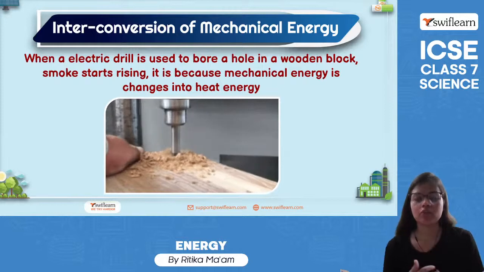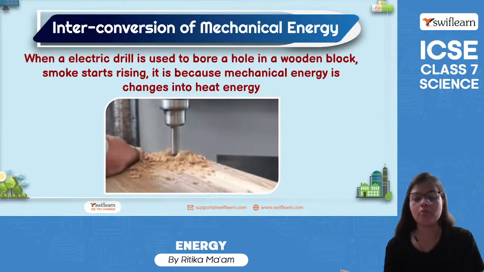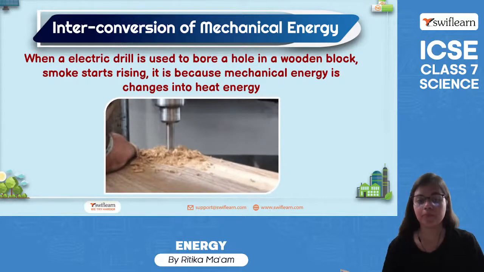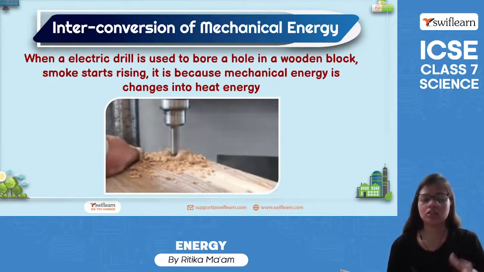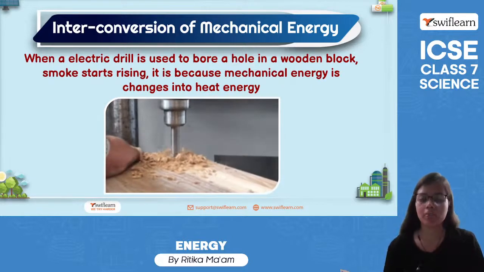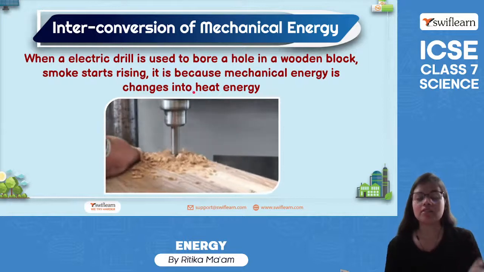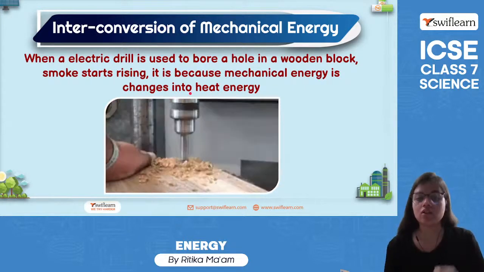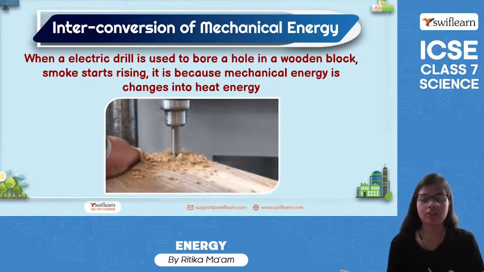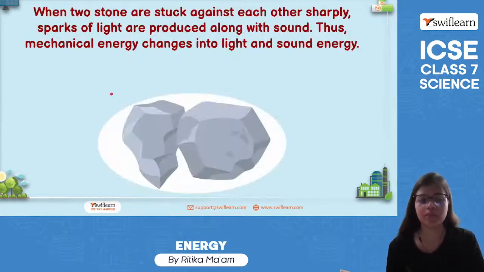Whenever we are using an electric drill, this is the drill that we will be using to make a hole in our wooden block, after a couple of seconds, the smoke will start rising. So what is happening here? The mechanical energy from this electrical drill is changing into heat energy. One form of energy is converting itself into another form of energy.